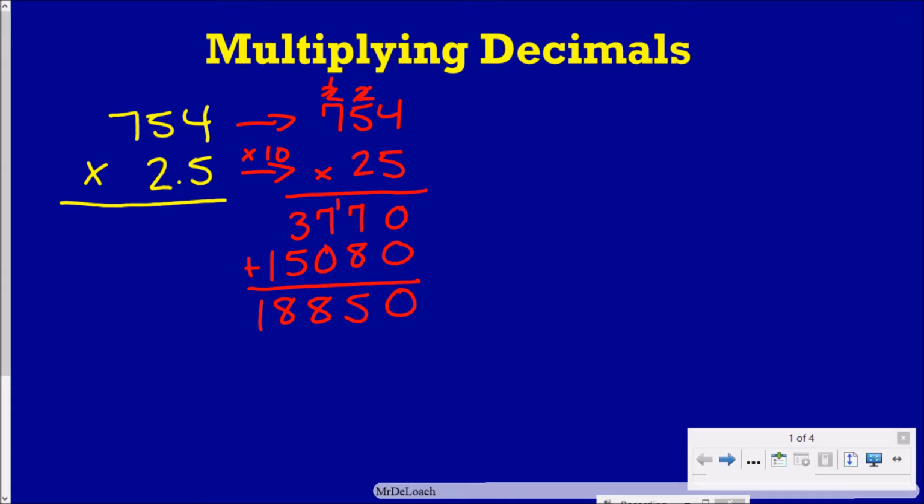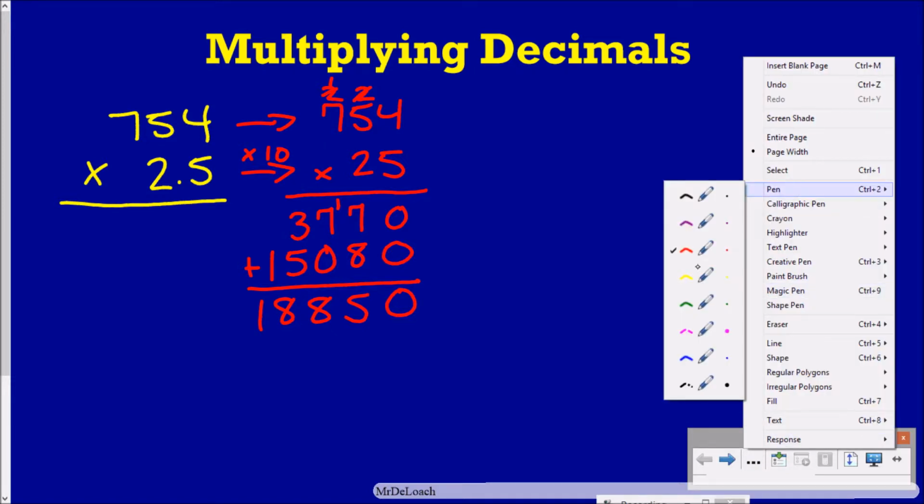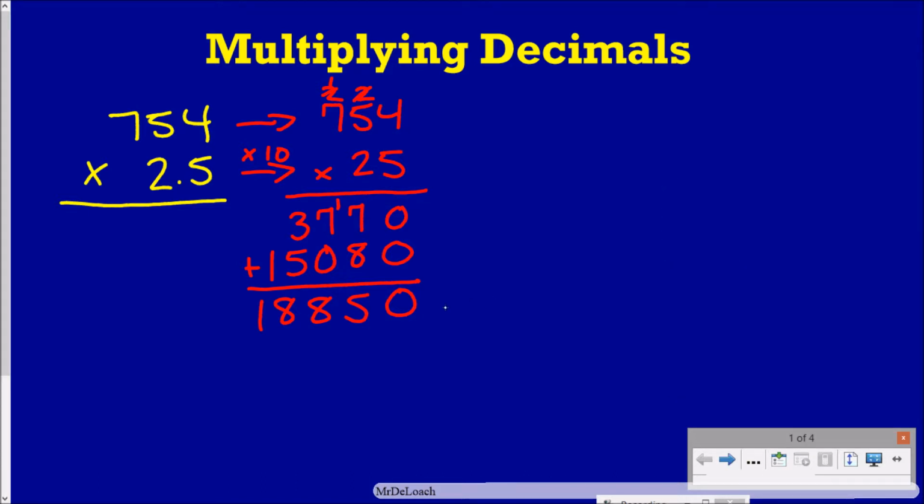So our answer looks like it should be 18,850, but what we have to take into consideration is that we multiplied 2 and 5 tenths by 10, so now we've got to undo that process, and we're going to do so by dividing the answer by 10. So when we divide our answer by 10, we end up with 1,885. And what really happened was that decimal moved one place to the left. So it ended up between the 5 and the 0.